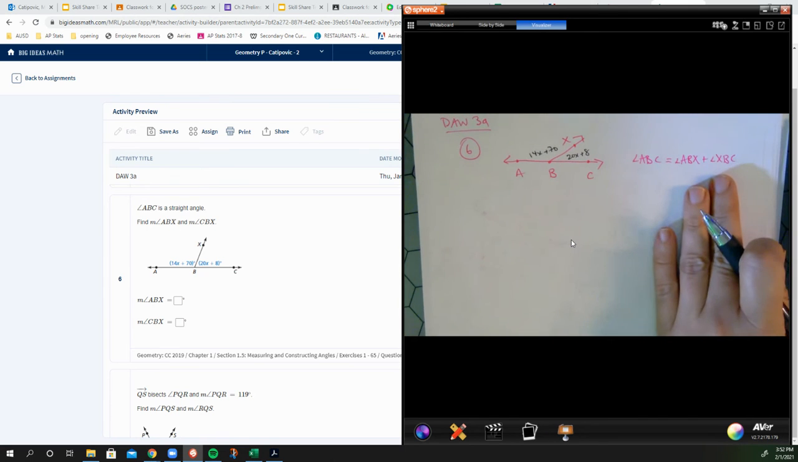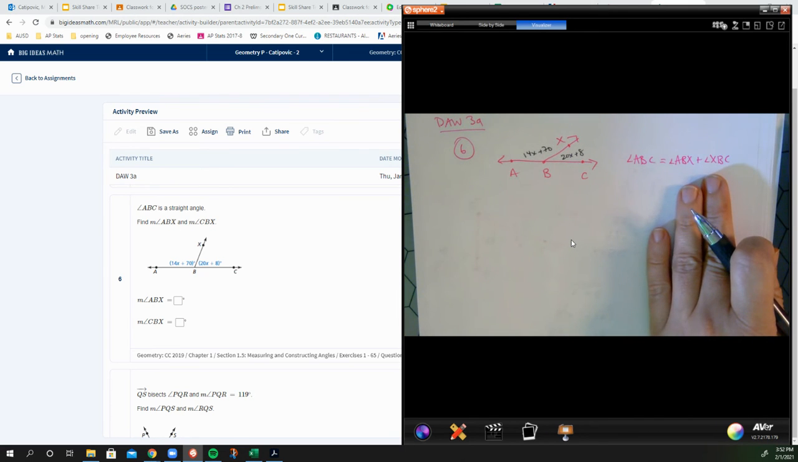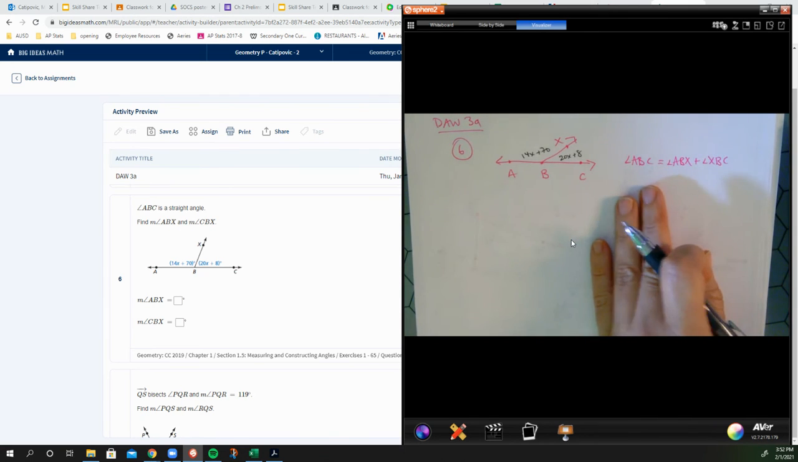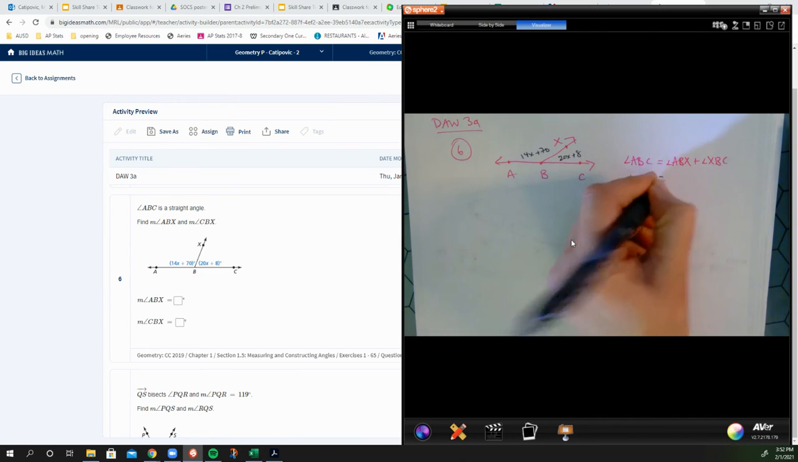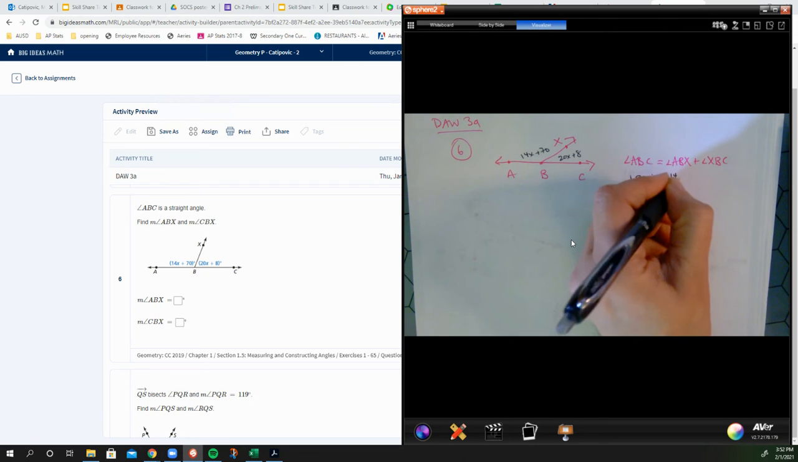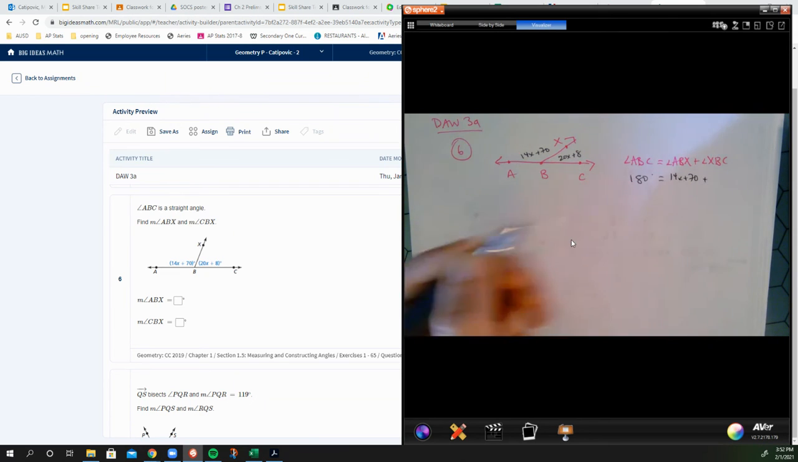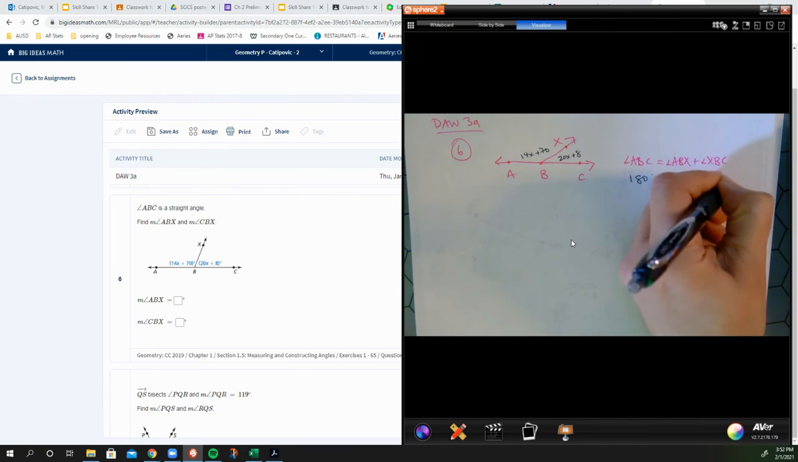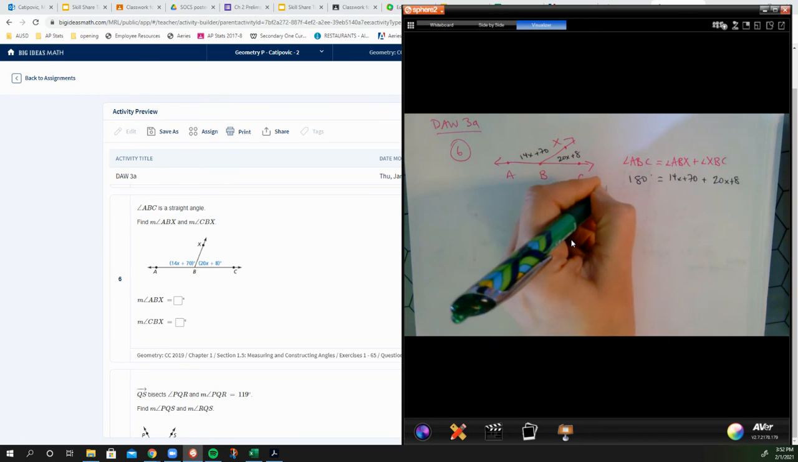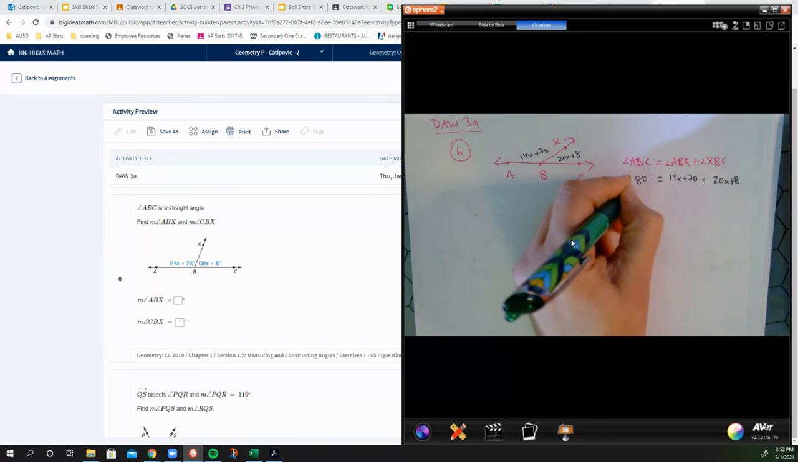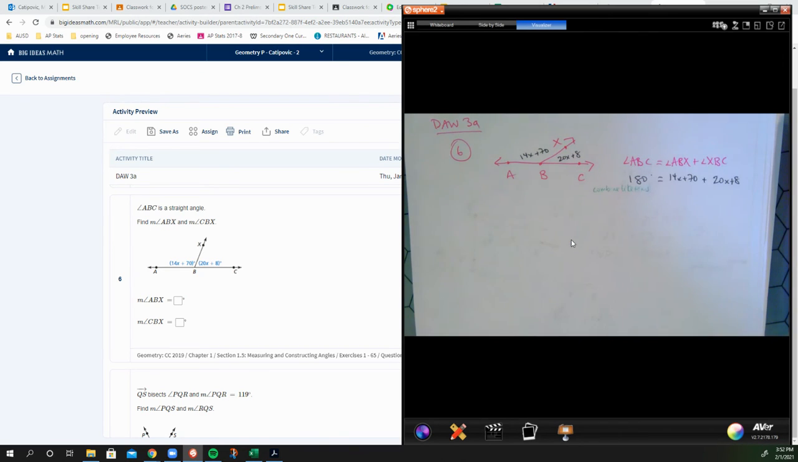All right, so now I'm gonna substitute what I see to solve. It says ABC is a straight angle over there in the text, so that's 180. Angle ABX says 14x plus 70, and angle XBC says 20x plus 8. There's no parentheses, so my next job is to combine like terms.